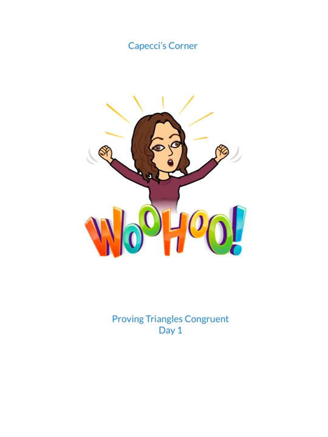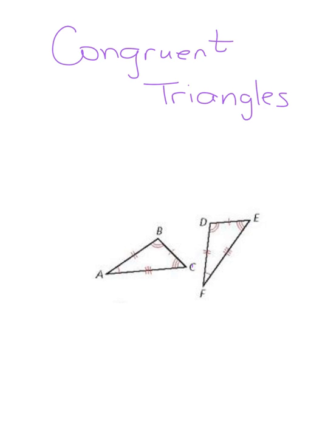Today is day 1 of proving triangles congruent. Now let's remember, when we have congruent triangles, we have 3 sides from one triangle that are congruent to each of the 3 sides of another triangle, and same thing with the angles. So we have 3 different pairs of angles that are congruent, and we have 3 different pairs of sides that are congruent.